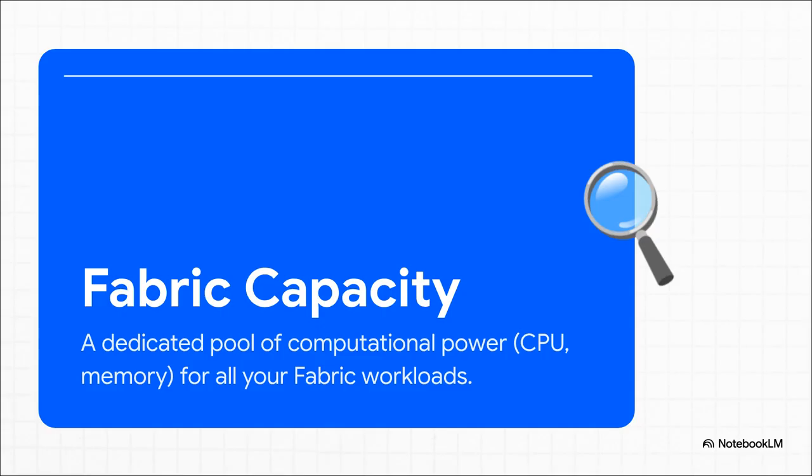Okay, so let's start with the basics. What is Fabric capacity? Think of it like this. It's your own private, dedicated chunk of the Microsoft cloud. It's this reserved pool of raw power, we're talking CPU, memory, that fuels absolutely everything you do in Fabric. And I mean everything, from a simple Power BI report all the way to a super complex Spark notebook. It all draws from this one central well of power.